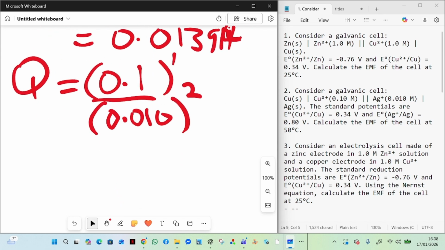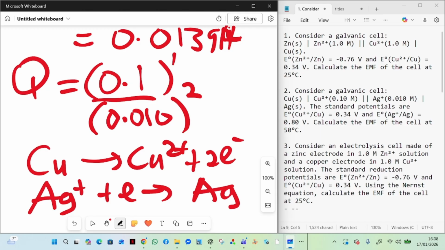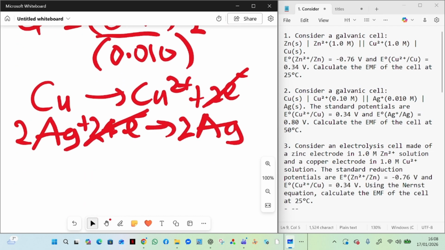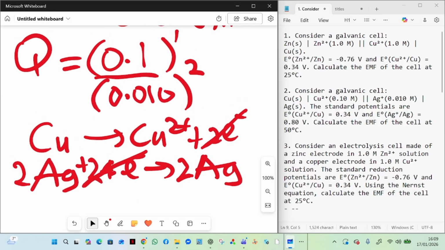How did we arrive at the 1 and 2? Copper is undergoing oxidation to form copper 2 plus and 2 electrons. Silver is undergoing reduction to form silver. And for the electrons to balance out, we multiply the second equation by 2 to cancel out the number of electrons. Given that, we can see that we need 2 silver ions. So that's why we have 2 here.